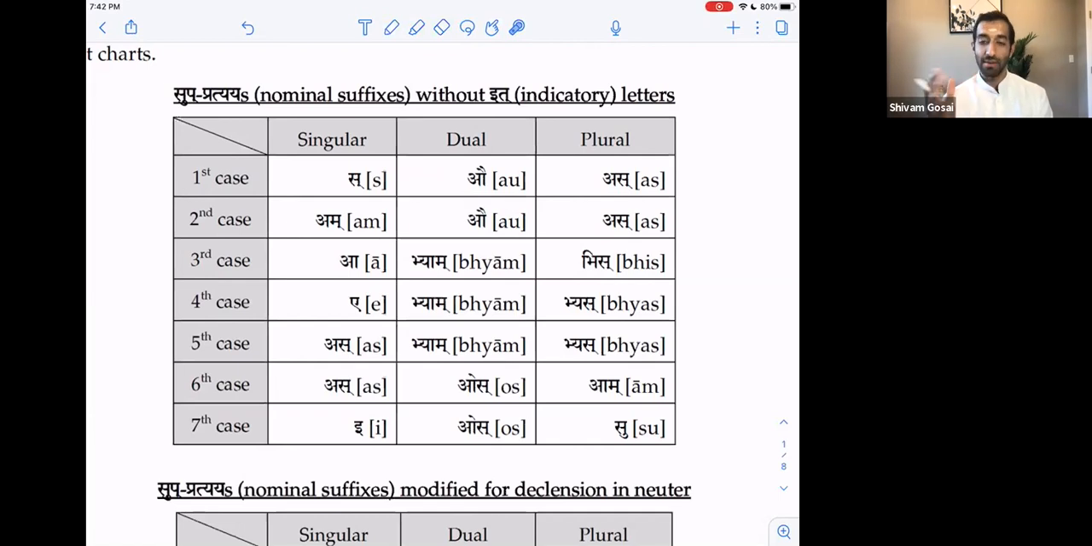Nas, os, am, that nga is removed. So it's us, os, am. And then ni, that nga is removed. So it's i, os, sup. And then the pakara is removed at the end. Okay.